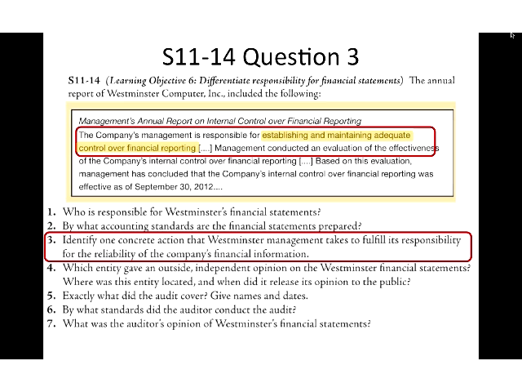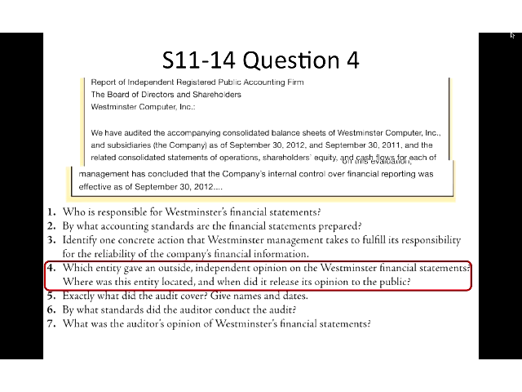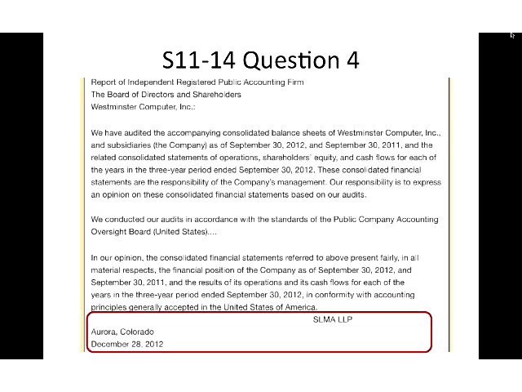Okay, next question down. Which entity gave an outside independent opinion on the Westminster financial statements? Where was this entity located, and when did it release its opinion to the public? Okay, so for those answers, we're going to look in the audit report, which was given, and look down at the bottom of the audit report.